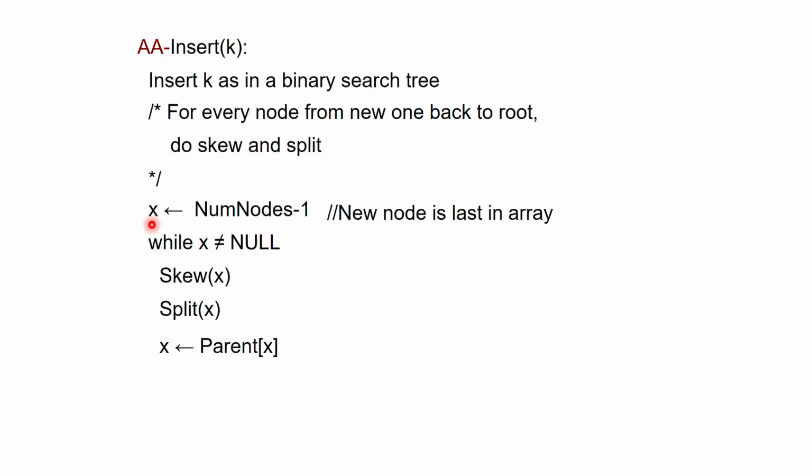After you insert, you know that the new node is in the position num nodes - 1. This is just in our array notation because num nodes is the number of nodes in the tree. So the new node is the last in the array. So this - 1 is just because if the tree only has one node, it's in the entry index 0 in the array, but the number of nodes is 1. So you do 1 - 1 to get 0. That's all that this thing is. And then you continue as long as X is different from null. You call skew on X, you call split on X, and you move to the parent of X.